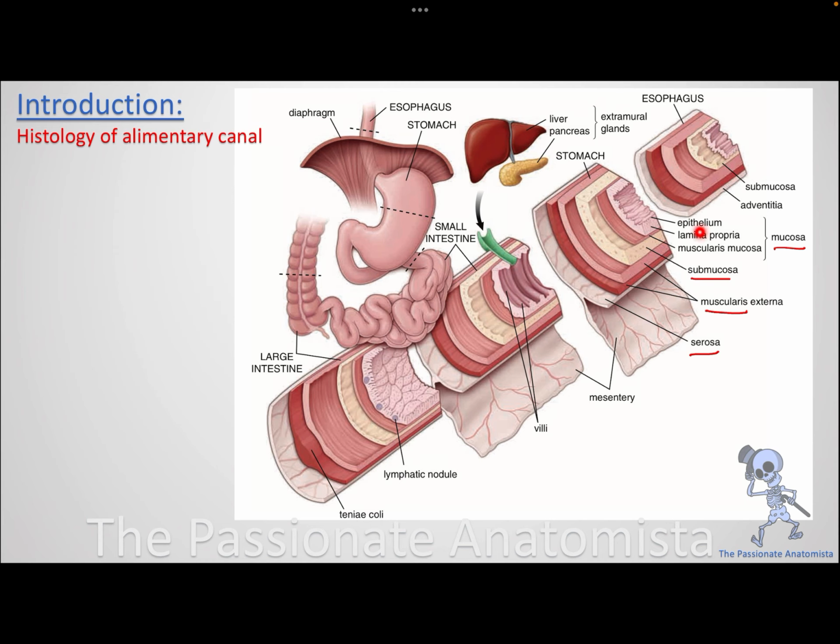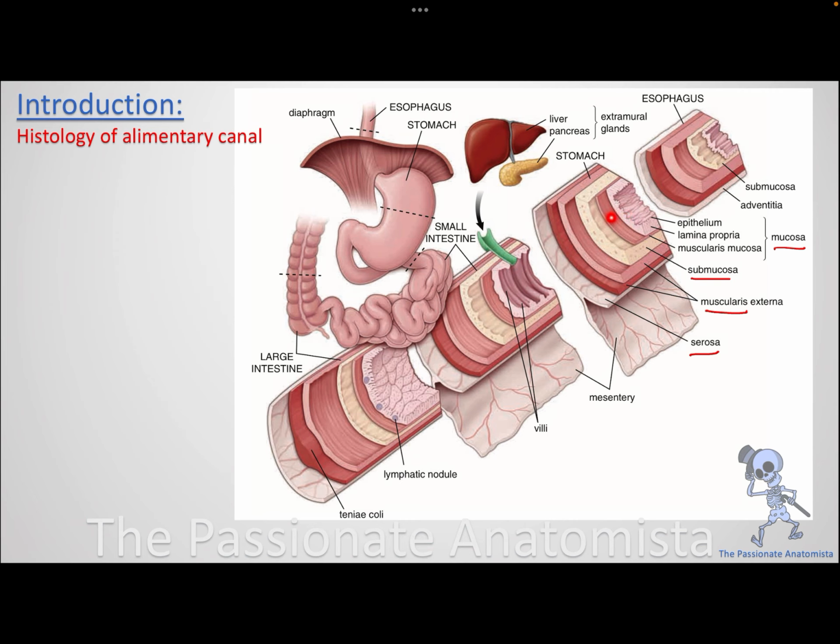So I have functions, and this is the very first layer that's going to face my lumen, and it's going to face my food, and it needs to adjust itself in such a way that it helps me to carry out the function. That is the epithelial lining, and based on the function, we're going to see how the cells of the epithelium of different parts of the GIT are going to look.